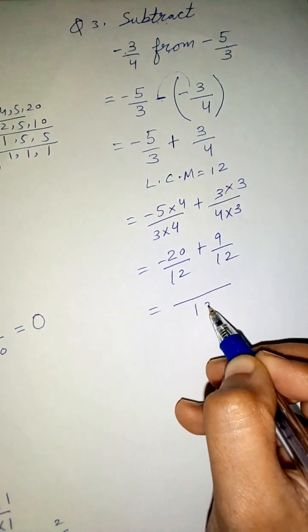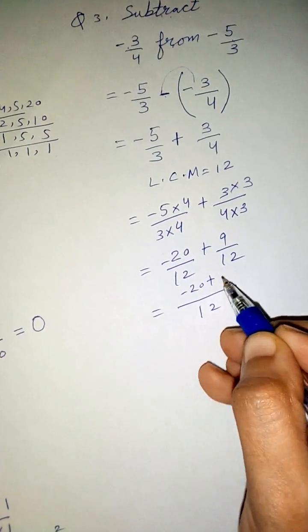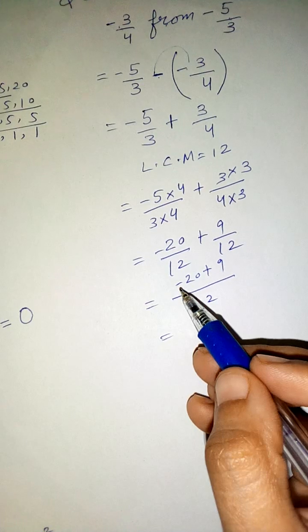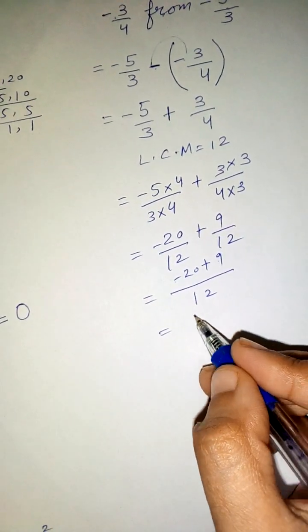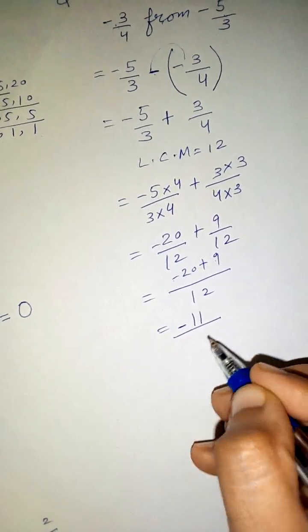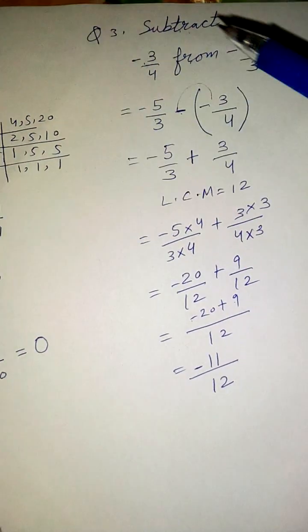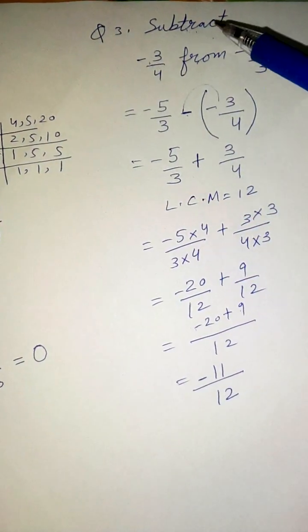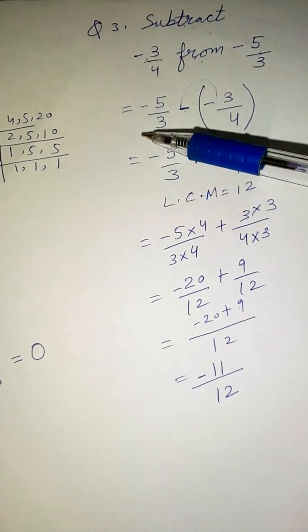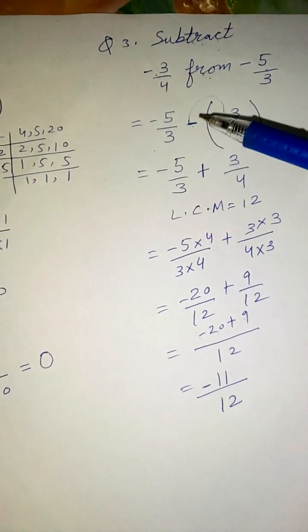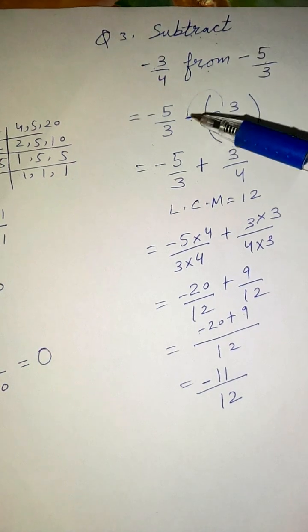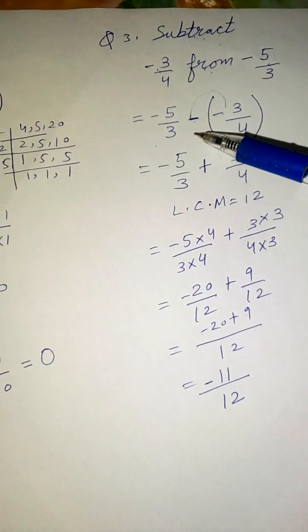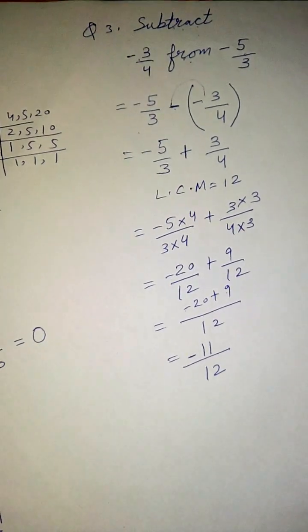Now take the common LCM, and minus 20 plus 9. When we add and subtract, plus minus minus, 20 minus 9 is 11, but the sign is of the bigger value. So there is a little bit of difference between subtraction and simplification. In subtraction, we have to write the from value first, and we need to see the sign between. If we have add, put add. If we have subtract, we put the sign of subtraction.